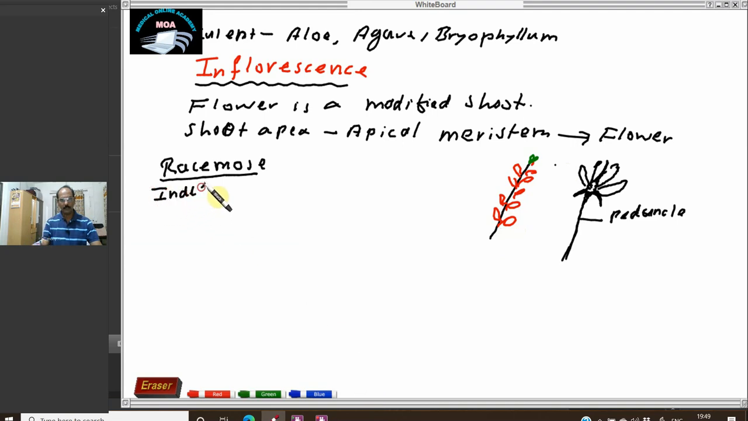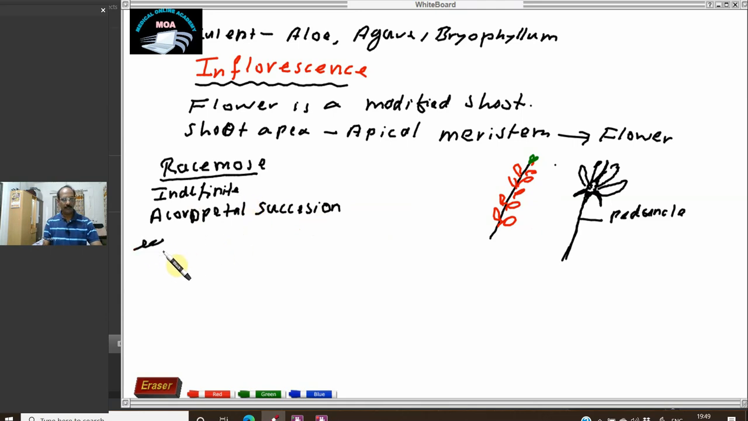So the racemose inflorescence is known as the indefinite inflorescence because the growth does not stop, it continuously grows. And this peduncle, the common axis, produces the flowers in acropetal succession. What is acropetal succession? Acropetal succession means the older flower is present at the base and the younger flower at the apex. This is the older flower, then younger, then younger, and the youngest flower. So this arrangement is known as acropetal succession. So the flowers are arranged in acropetal succession. That type of inflorescence is known as the racemose inflorescence.